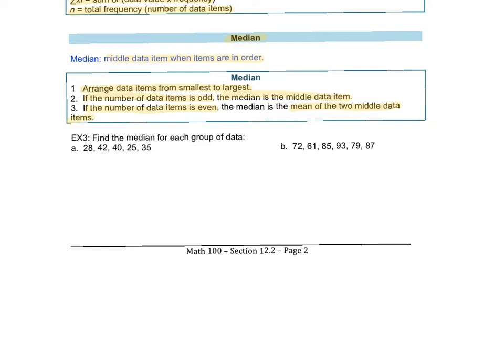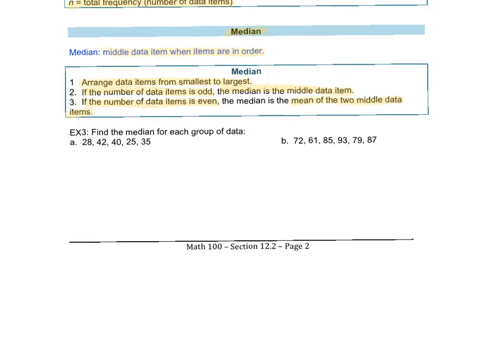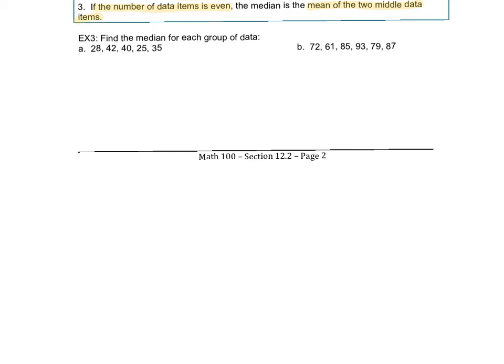In example 3a, we want to find the median for each group. So first of all, 28, 42, 40, 25, 35, these are not in order from smallest to largest. My first step is to put them in order. So that would be 25 is the smallest, 28, 35, 40, and 42. So now that I have them arranged from small to large, I can see that my middle, which is 35, would be my median. And notice I have an odd number, so it is that middle number 35.